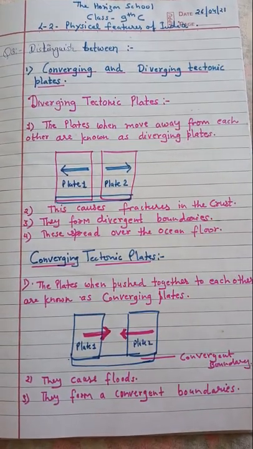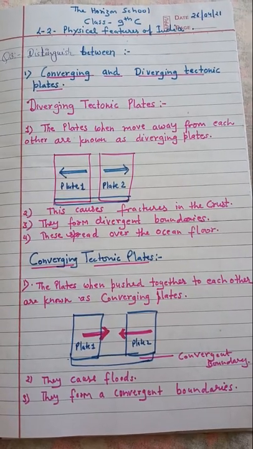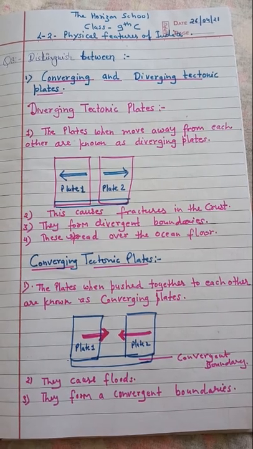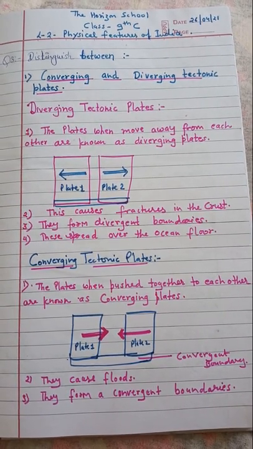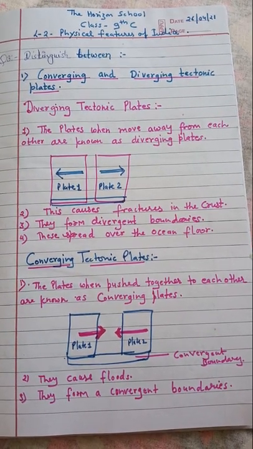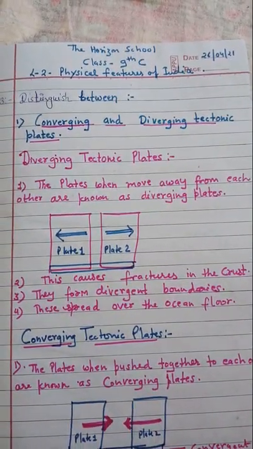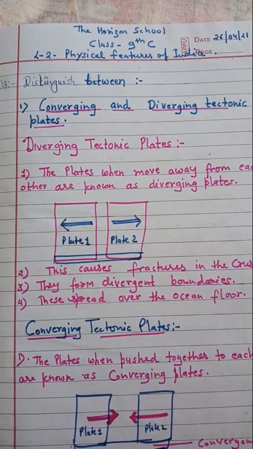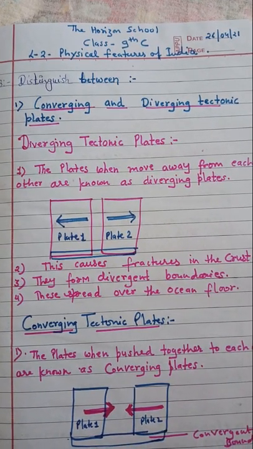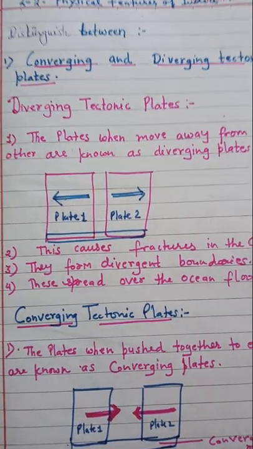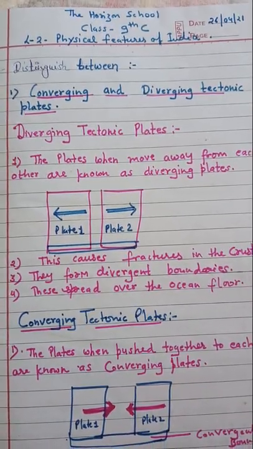Students, as we have done the explanation, there are some NCERT questions which remain. I want to discuss with you how these questions should be done. The third question from your NCERT chapter Physical Features of India is to distinguish between converging and diverging tectonic plates. So, students, what are diverging tectonic plates?